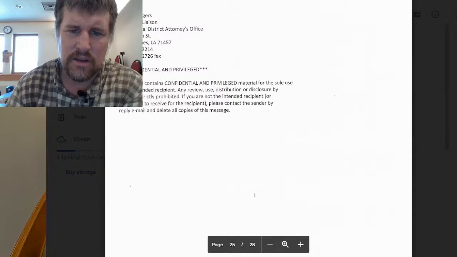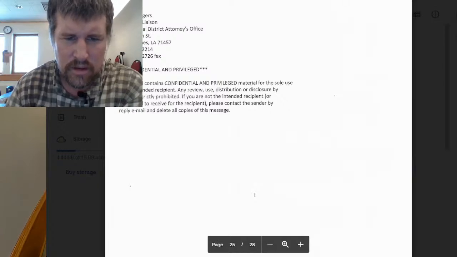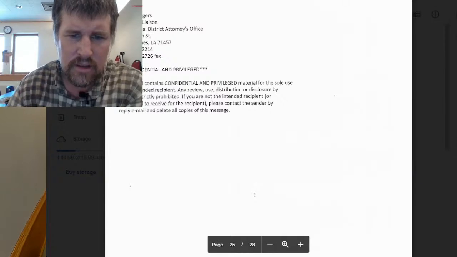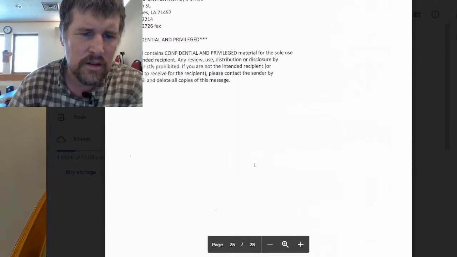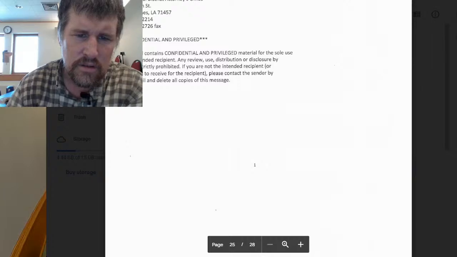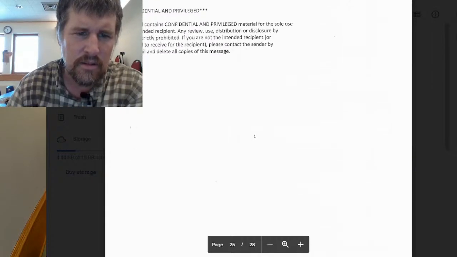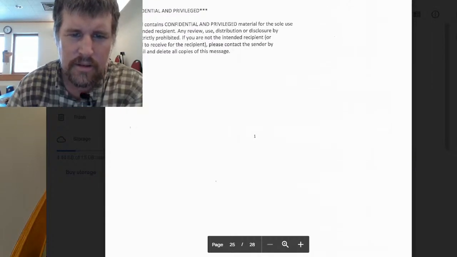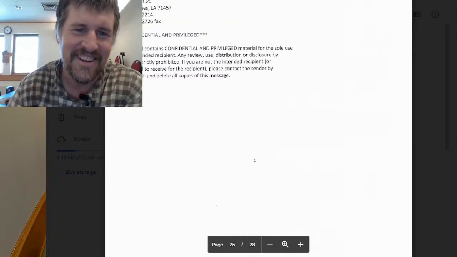So yeah, confidential. For the sole use of the intended recipient, any review, use, distribution, or disclosure by others is prohibited. If you are not the intended recipient or authorized to receive for the recipient, please contact the sender by reply email and delete all copies of this message.